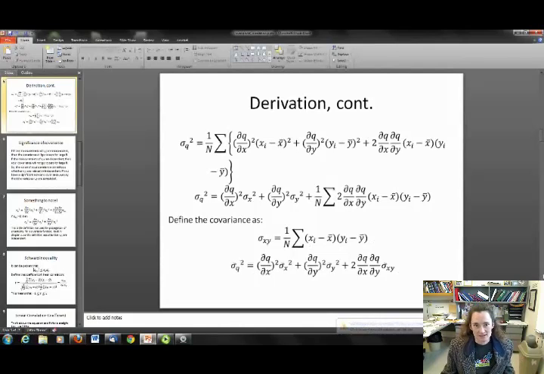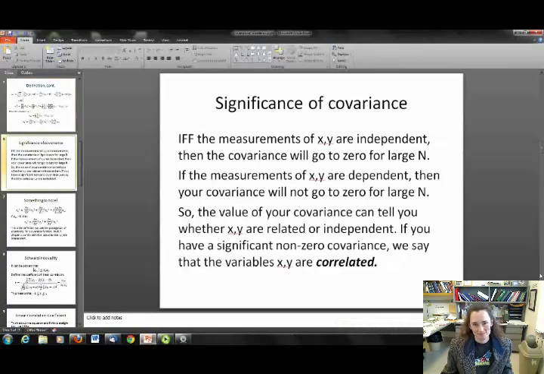Now, what have I gained here? Okay, so if we think about our covariance, I'm going to lay out the following things and I'm going to try and explain it to you. If and only if the measurements of x and y are independent of one another, then your covariance is going to go to 0 for large values of n. And if your measurements of x and y are dependent on each other, then your covariance will not go to 0 for large n. Okay?